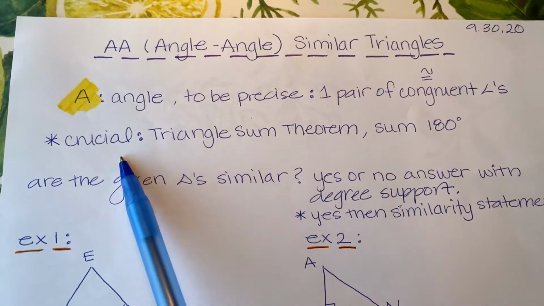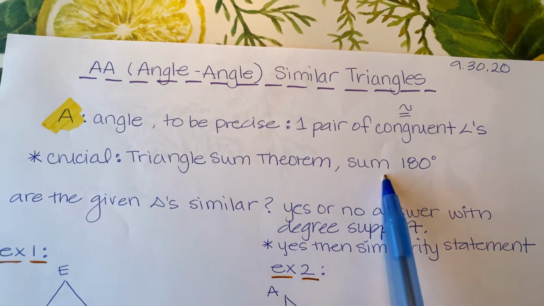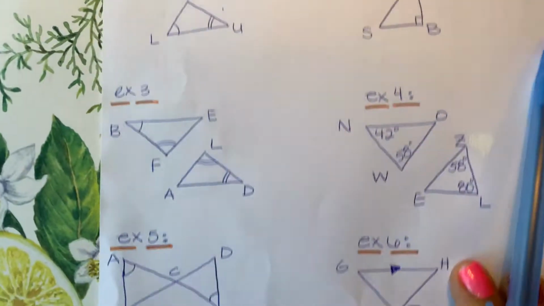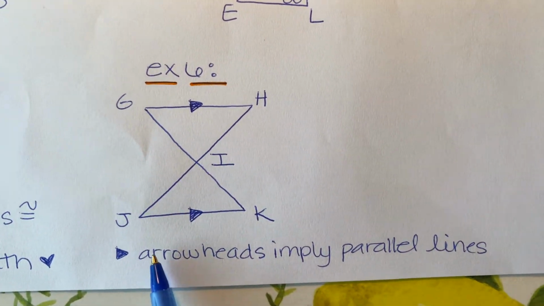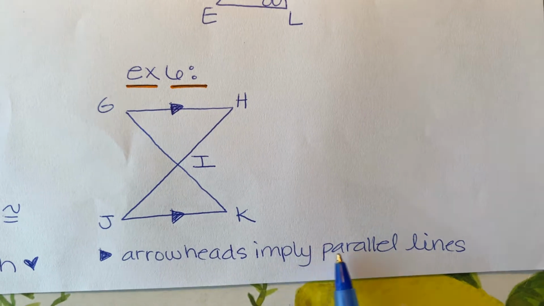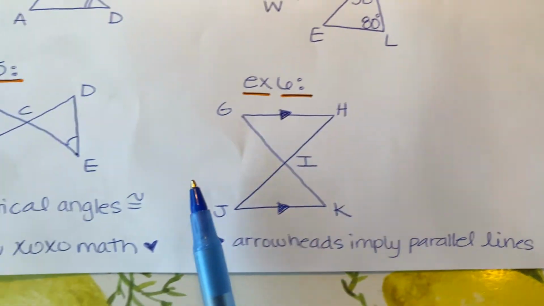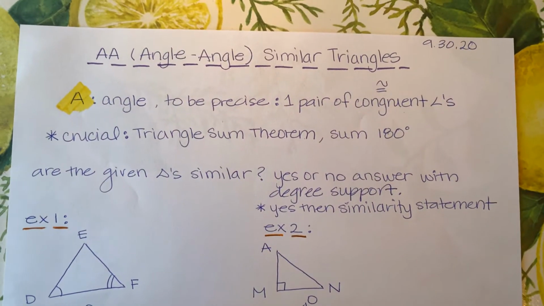You need to know the triangle sum theorem, which means the three interior angles of all triangles sum to 180. You also need to know your angle pair relationships, because down here we're going to reference vertical angles, and here we're going to reference arrowheads, which implies parallel lines, which then kicks in alternate interior angles.